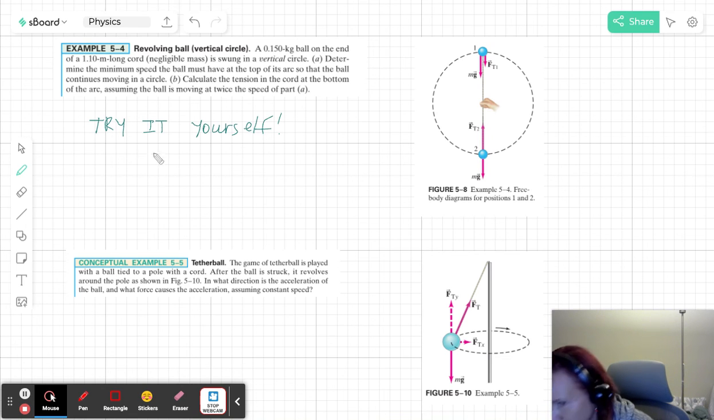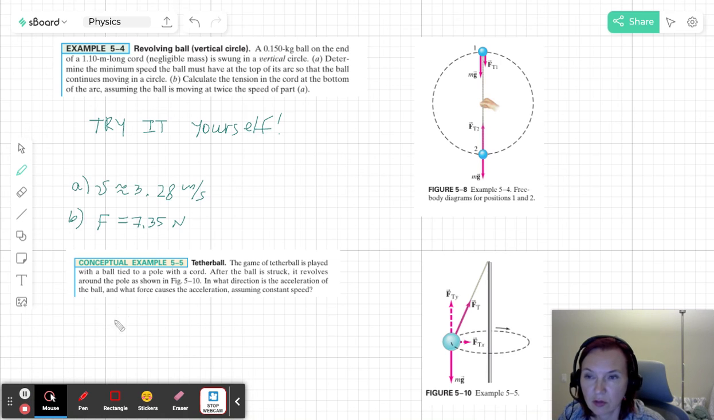Okay, so for part A, hold on. Sorry, I lost my answers. So velocity for part A is approximately 3.28 meters per second, and then the force is going to be 735 newtons. That is part B, if you solve it correctly.